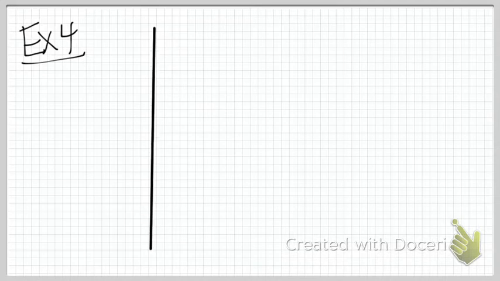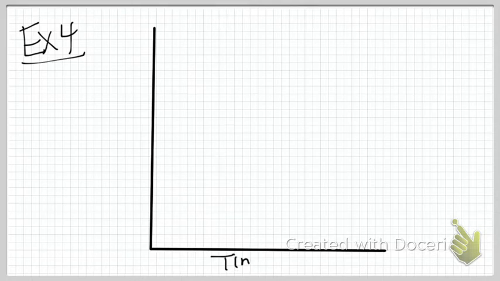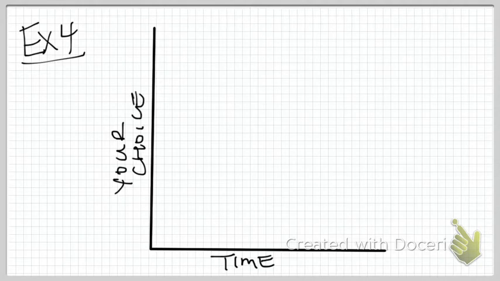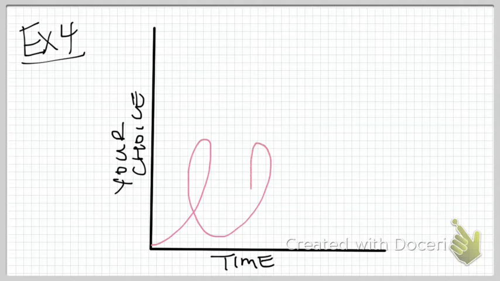Let's do one more example. And this time I'm going to give you a little more freedom. I'm going to call this axis time. I'm going to let you choose your choice of what this axis represents. Tell me then, what does this graph represent?